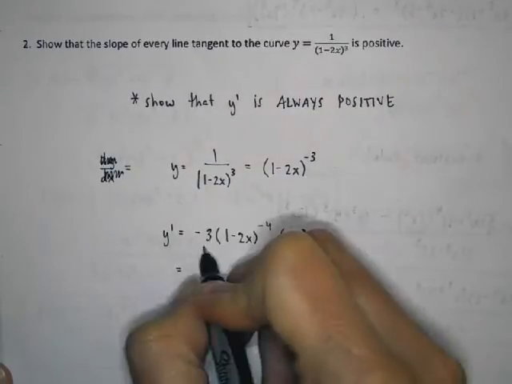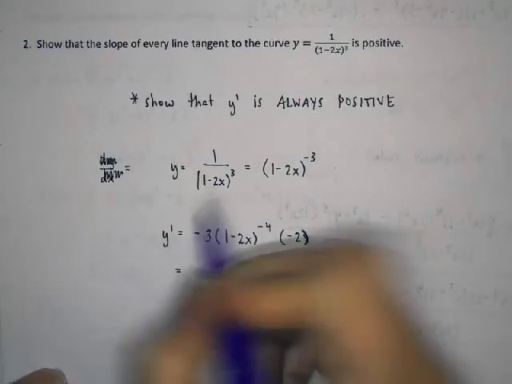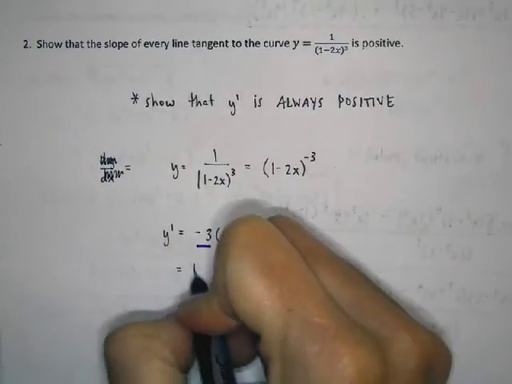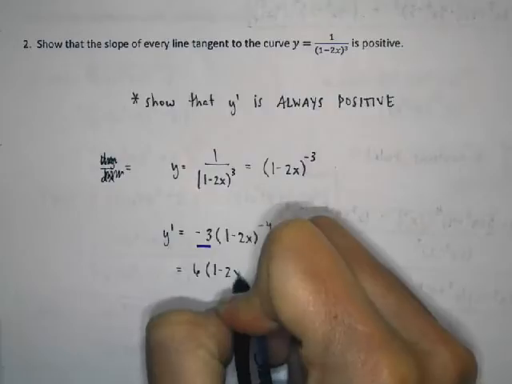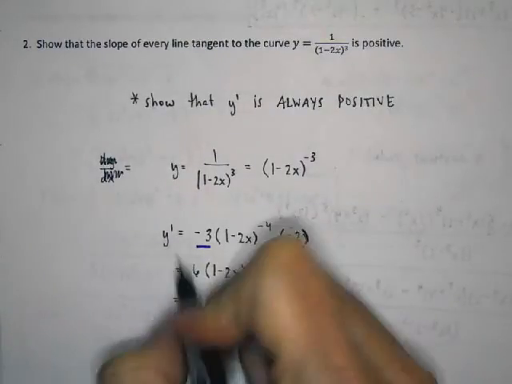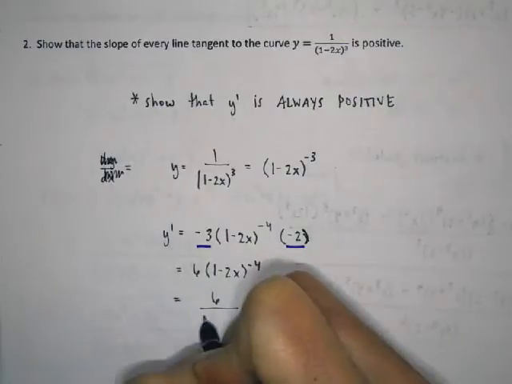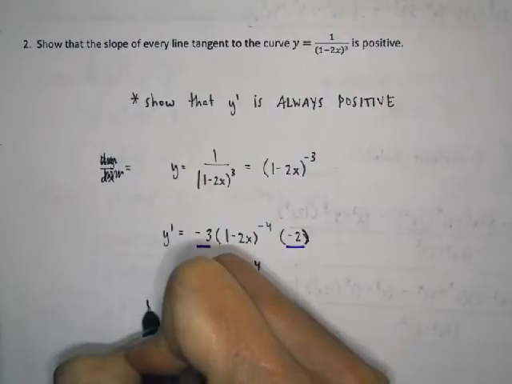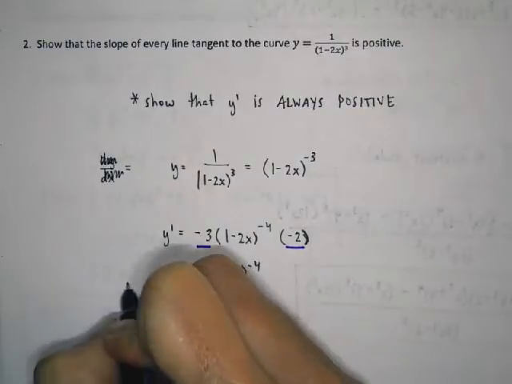So if I simplify, I'm going to combine here, multiply my negative 3 times my negative 2. That's going to give me a positive 6 times 1 minus 2x to the negative 4th. And if I rewrite that with positive exponents, I have 6 over 1 minus 2x to the 4th power. And that is my derivative.